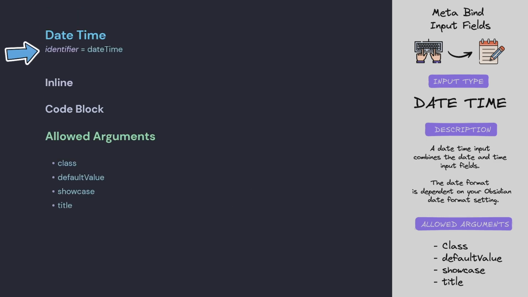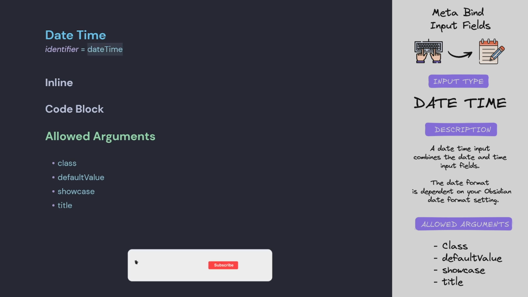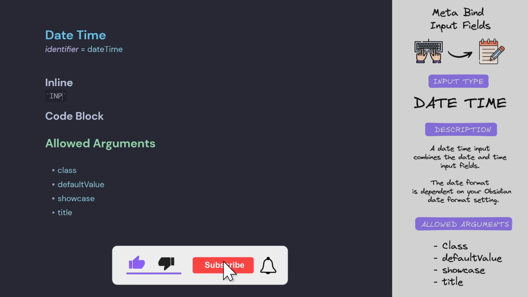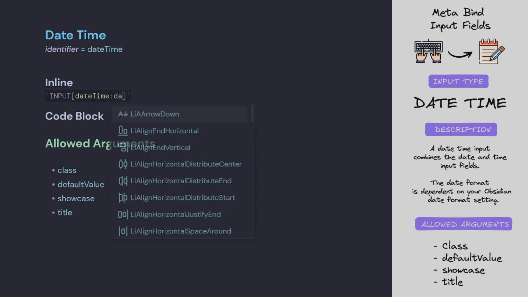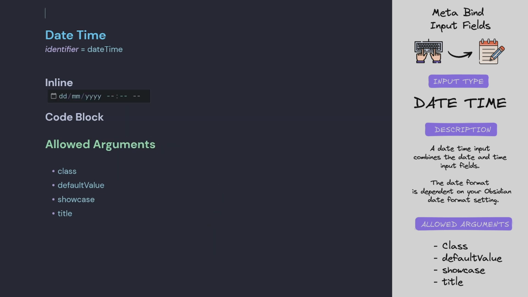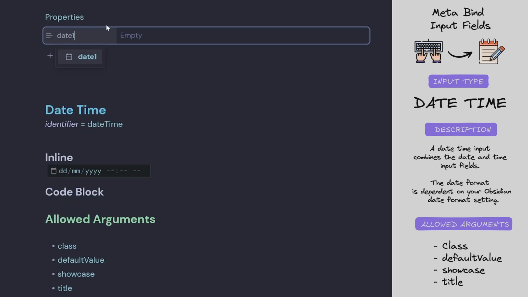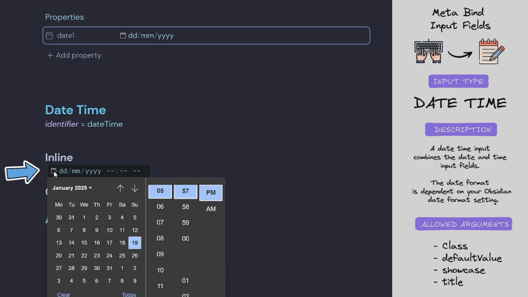Our next input field is date time. This one uses the identifier date time. It also is allowed inline and code block. So we'll just simply copy our identifier and start with our inline, input square bracket date time, bind it to our date1. We'll go add our YAML property date1. Now we have our date time. So we'll select our calendar. We'll make today's date the date, and it will just go ahead and set the time it is now, which is 5:57 p.m.